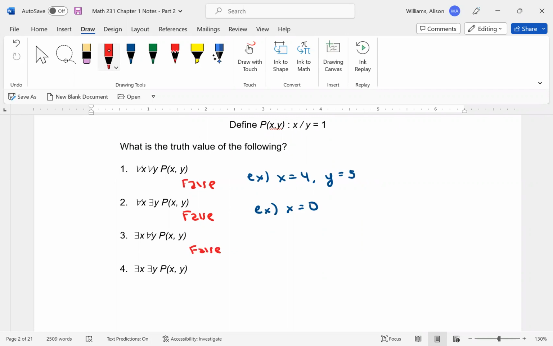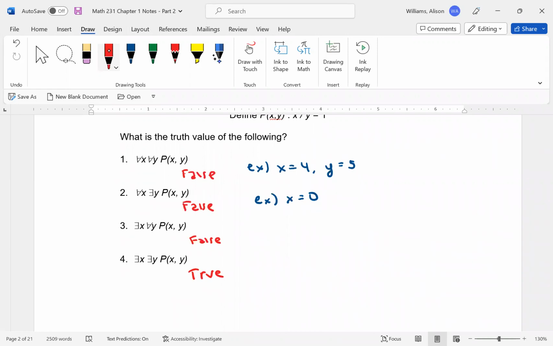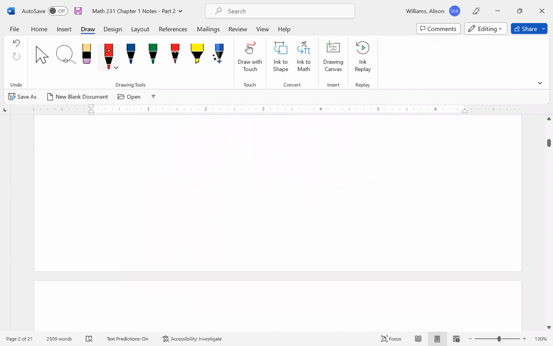Because when you pick all the real numbers to pair with just one number, you're not going to be able to divide them and get 1 every single time. It's impossible. So the only statement that is in fact true is the last one here. There exists an x and a y, a specific x, match it with a y, where this happens. Yes, that's true.